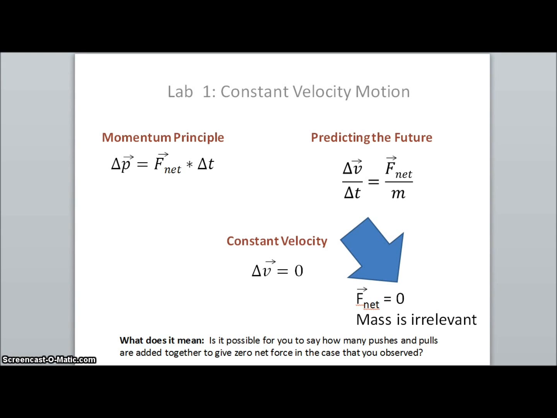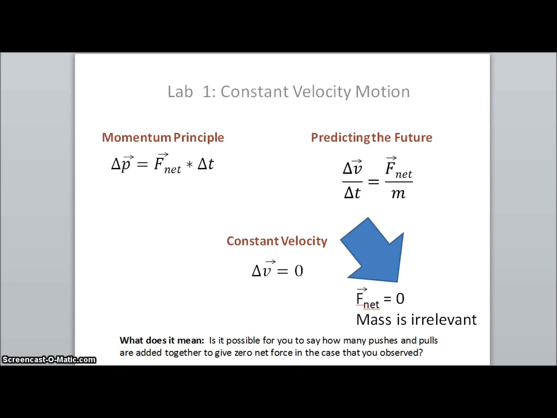Today's experiment showcases constant velocity motion. Newton's second law, or the momentum principle, says that the change in momentum is equal to the net forces on a system multiplied by the change in time. The net forces on the system is the total pushes and pulls on the system.